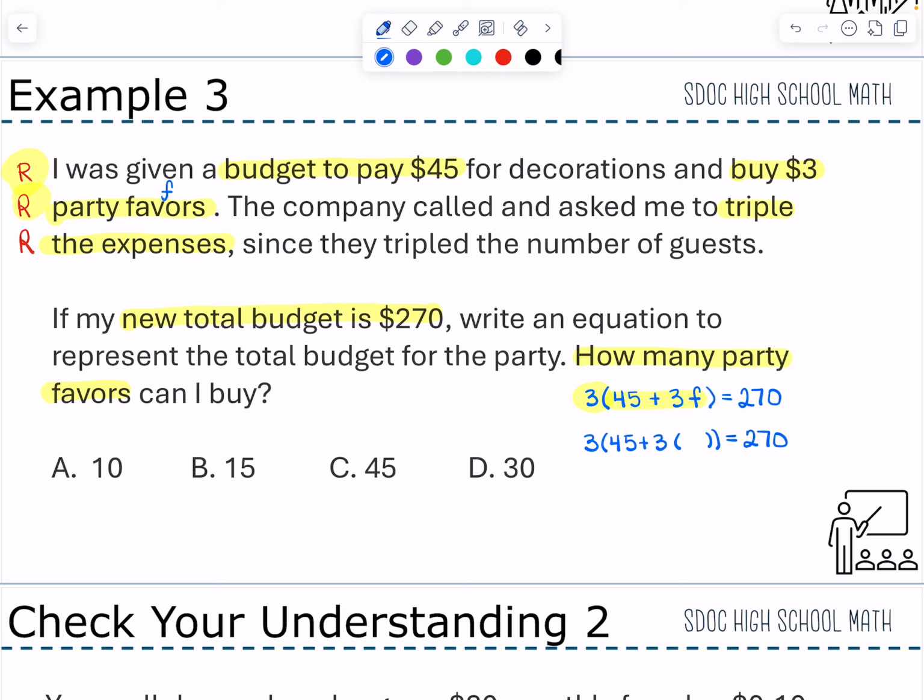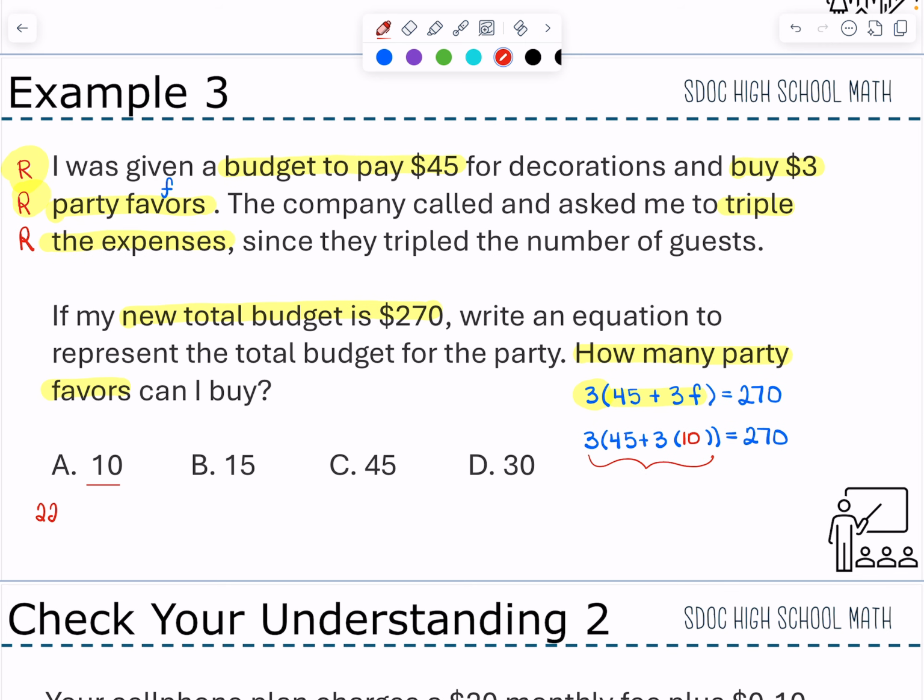Now, on this one, they've given us 4 answers to check. So the first time, we are going to substitute 10 in where F was. Okay. I want to see if the left side equals 270. So 3 times 10 is 30. 30 plus 45 is 75. 75 times 3 is 225. Does that equal 270? Nope. So then that means A is not our answer.